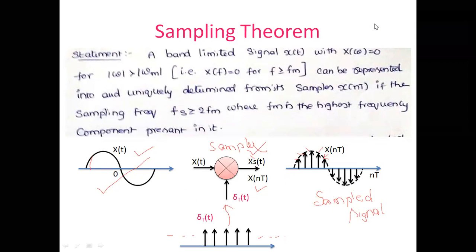Now let's move on to the next one. This is a very important question: state and explain in detail the sampling theorem.